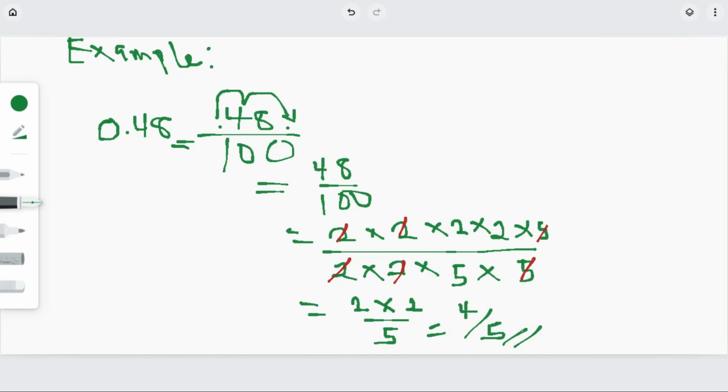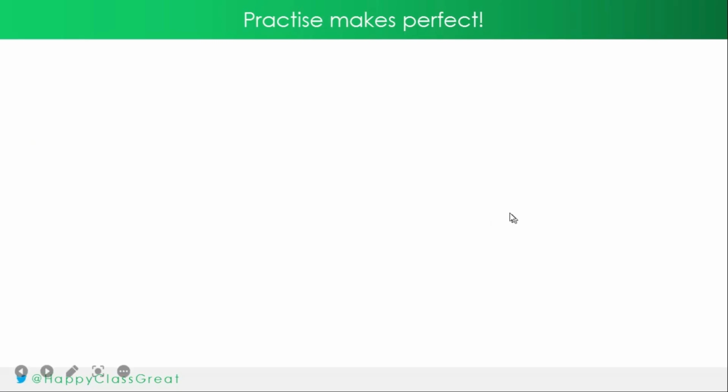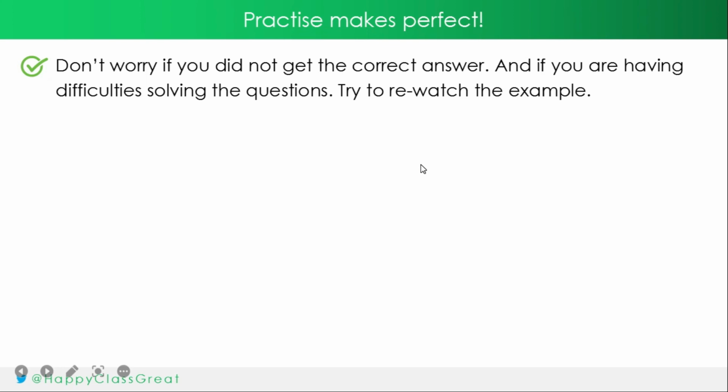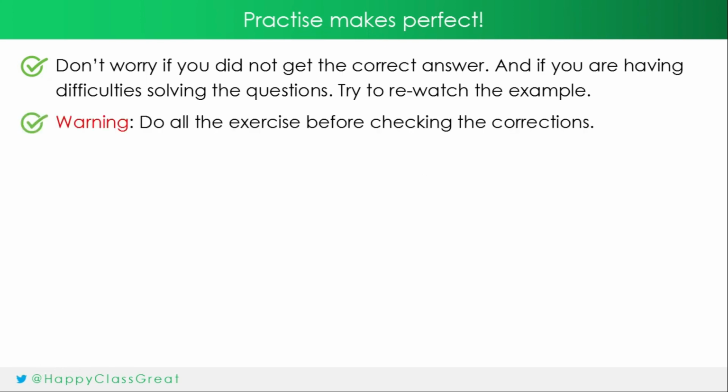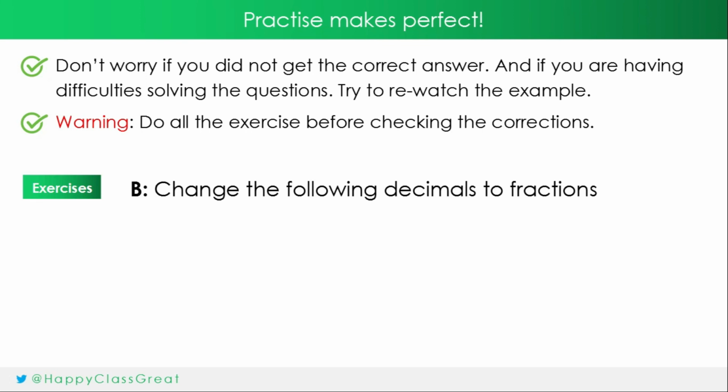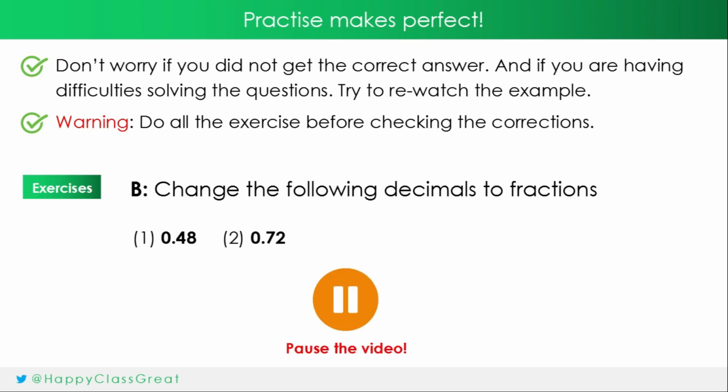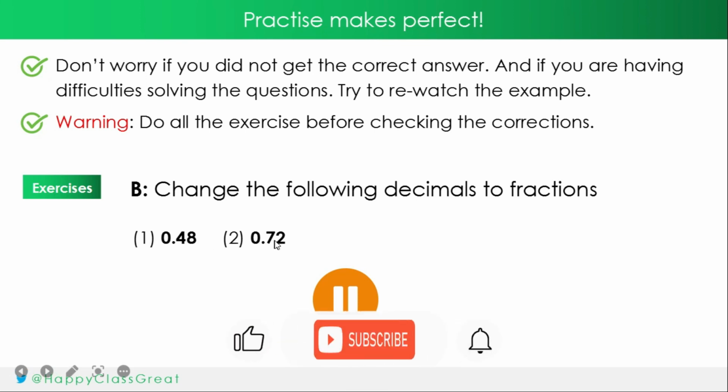So that's that. Let's quickly do some examples. Let me give you some examples to do. Remember that if you don't get it right, don't disturb yourself, and do all the exercises before checking the answers. So the second exercise will now be: change the following to fractions. 0.48 and 0.72.